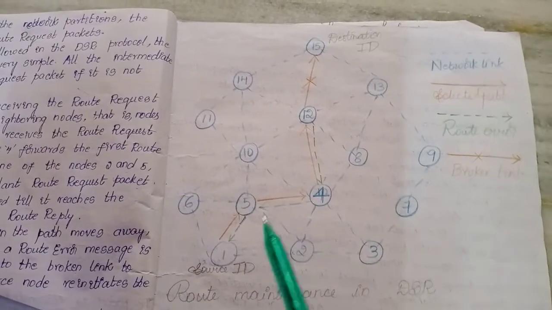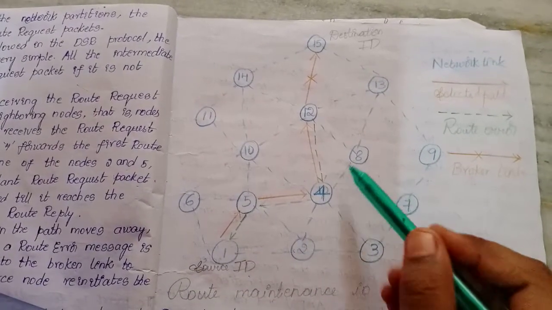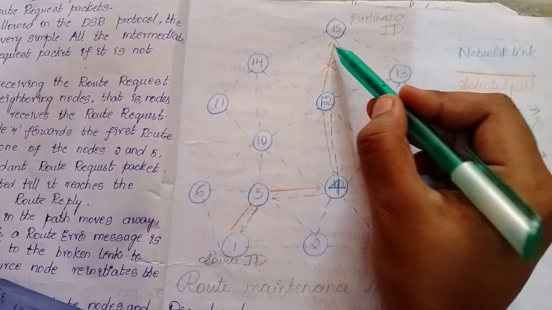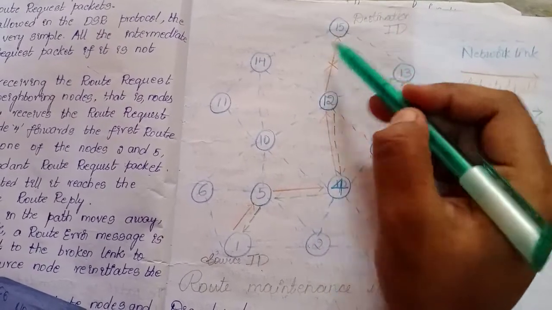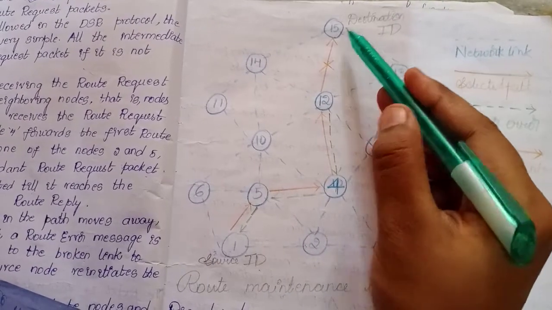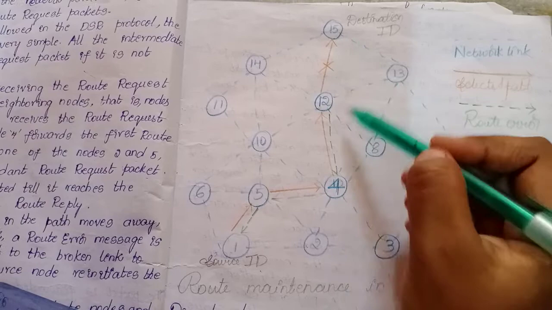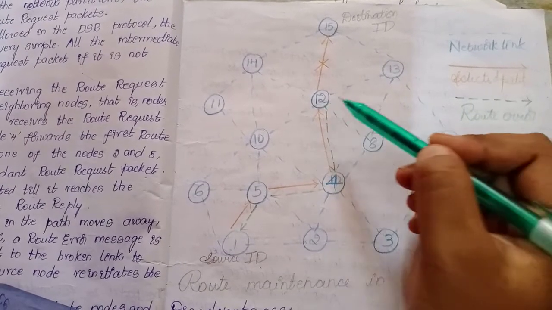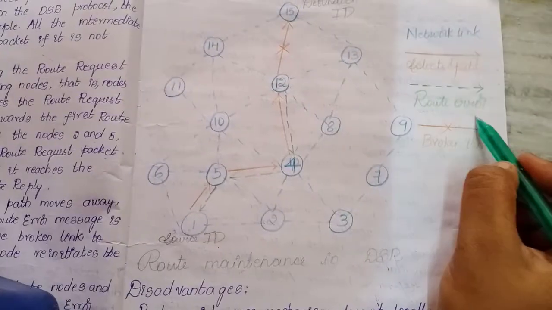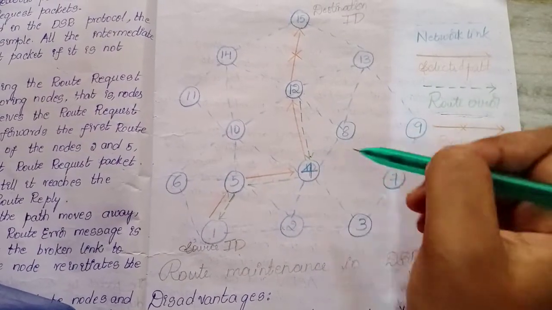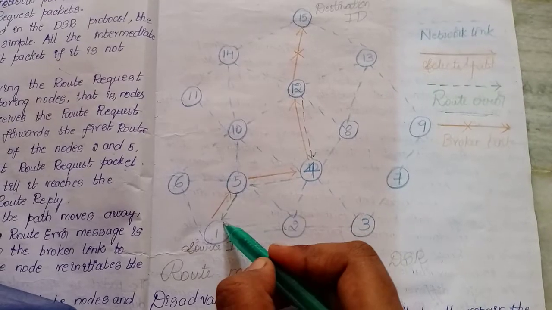See here, this is the source node. Here a link has been broken, meaning node 15 has parted. It has gone into another network. So the node adjacent to this node is 12, right? Here we have the link, right? So this 12 will initiate a route error message. See, it has initiated this. It goes to the source node.